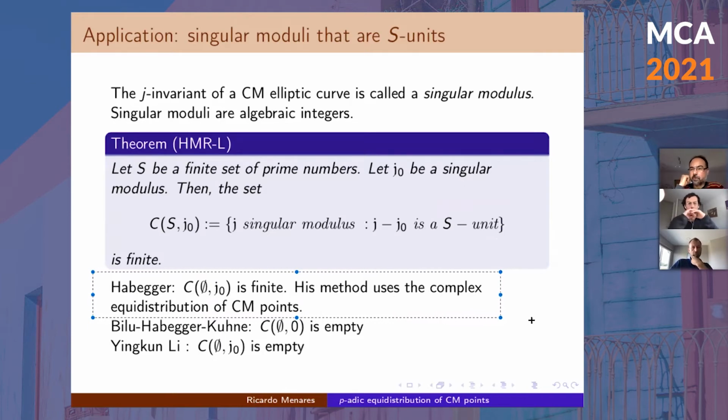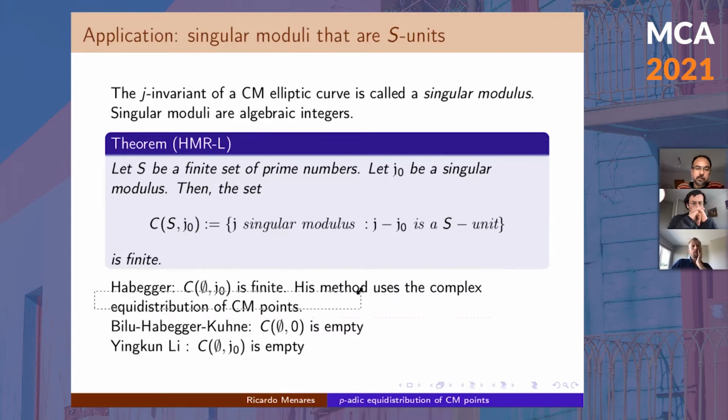And his method of proof uses the equidistribution of CM points on the complex modular curve. So for us, this result is really an application, because we take his method and insert our p-adic result, and we obtain this generalization to S-units. This result of Habegger, and also our result, is non-effective. We cannot say how many singular moduli there are.